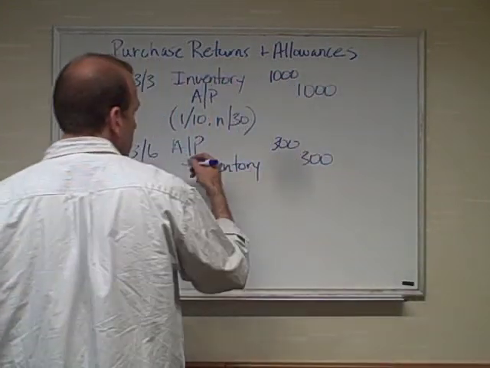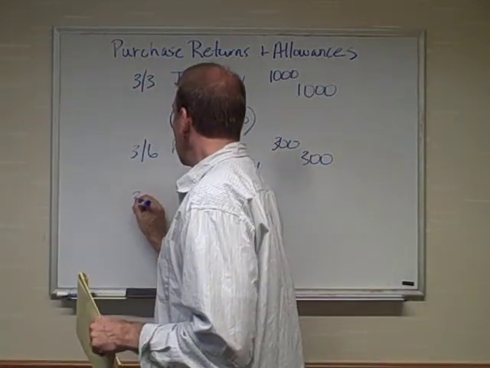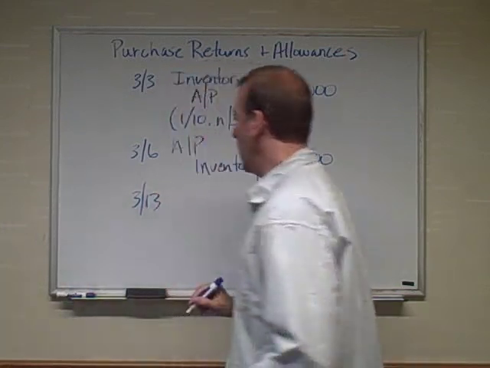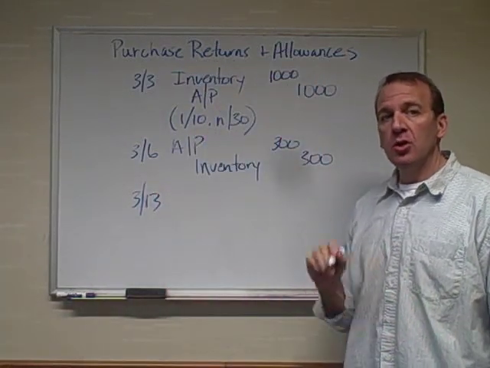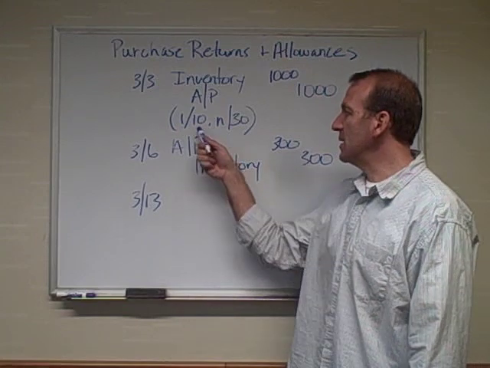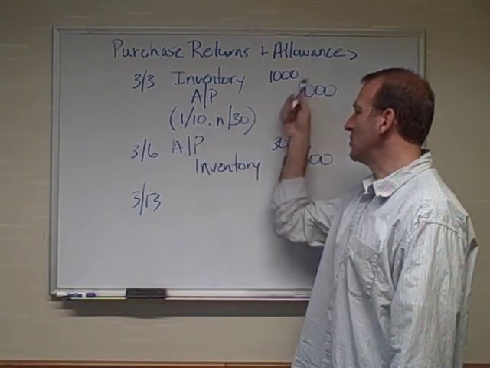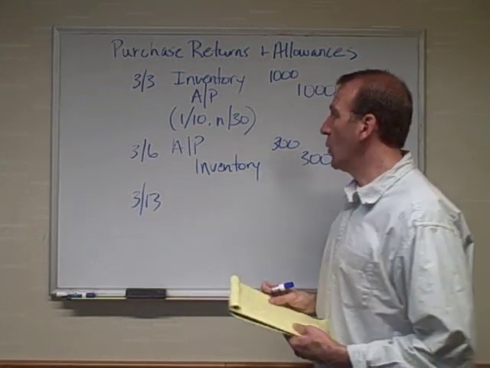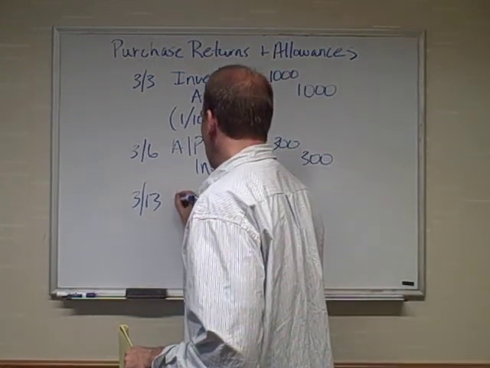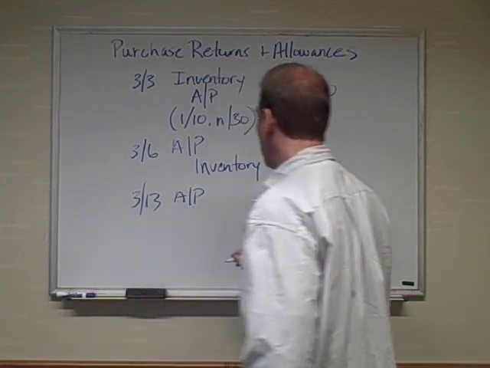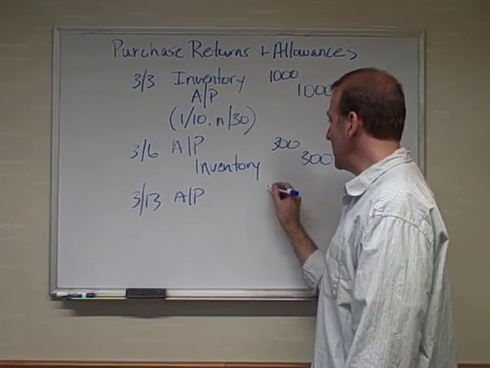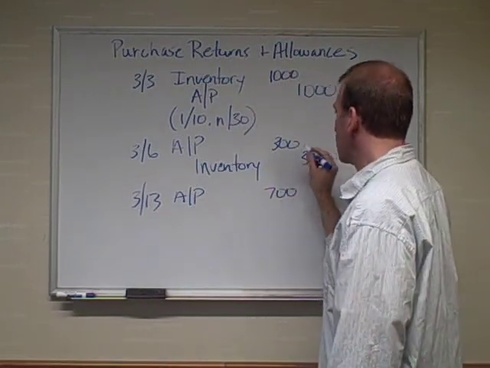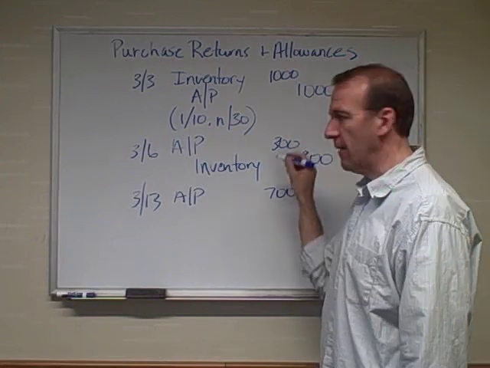Now, whether this is a return or an allowance, let's say on the 13th, it's now time for us to make the payment. You've got to realize that you get the discount not on this $1,000, it's on the net amount. So it's only the $700. So what's going to happen is we need to reduce our accounts payable by the $700, because our accounts payable is $700 now.